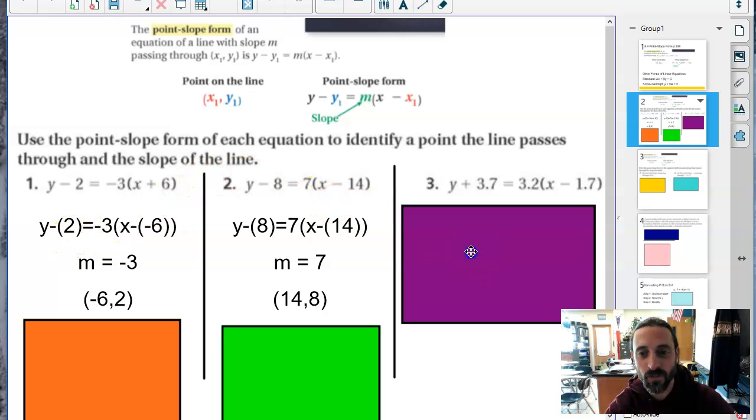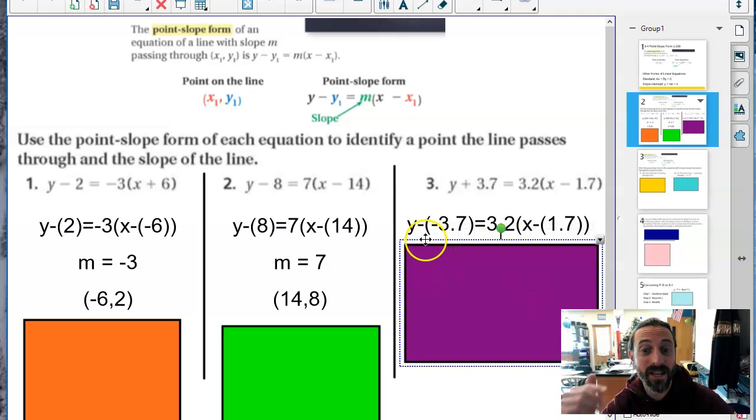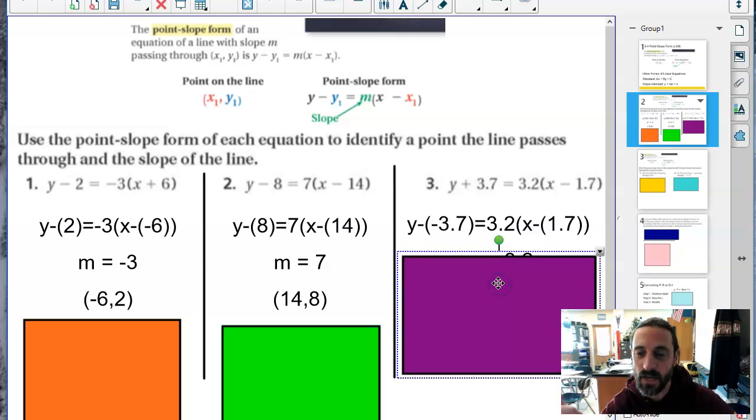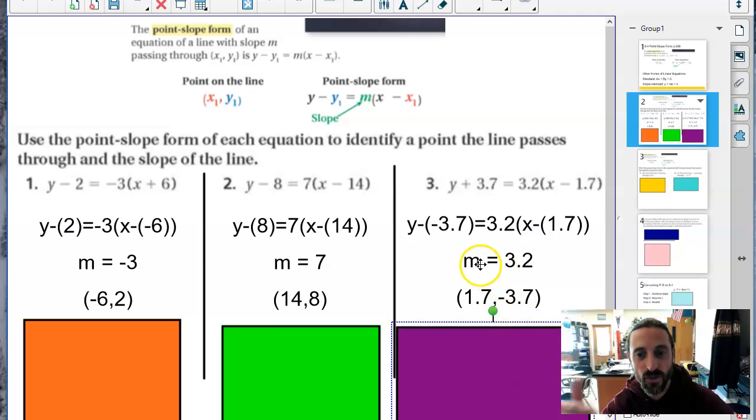Now take a look at this third example over here. Again, it says y plus 3.7, but really the form is y minus something and x minus something. So when I rewrite this, what I'm really saying is y minus, well, if I get a positive, this has to be a negative. Y minus negative 3.7 equals 3.2 times the quantity x minus a positive 1.7. And that leads you to a slope of positive 3.2, x-coordinate 1.7, y-coordinate negative 3.7.